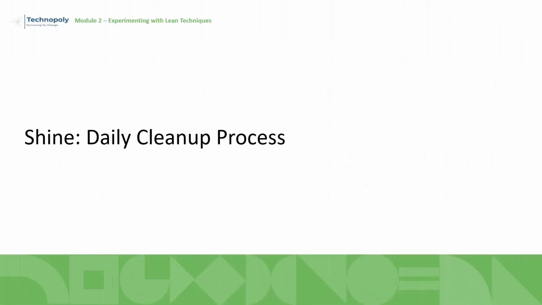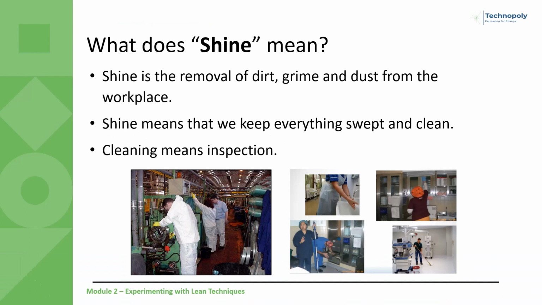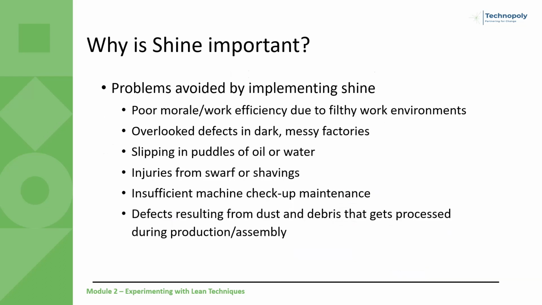After eliminating the clutter with sort and organizing with set in order, now it's time to sanitize with shine. Shine is the removal of dirt, grime, and dust from the workplace. It includes three primary activities such as getting the workplace clean, maintaining its appearance, and using preventive measures to keep it clean. When we clean an area, it is inevitable that we will also do some inspection of machinery, equipment, and work conditions. Remember to keep everything in top condition so that when someone needs to use something, it's ready.